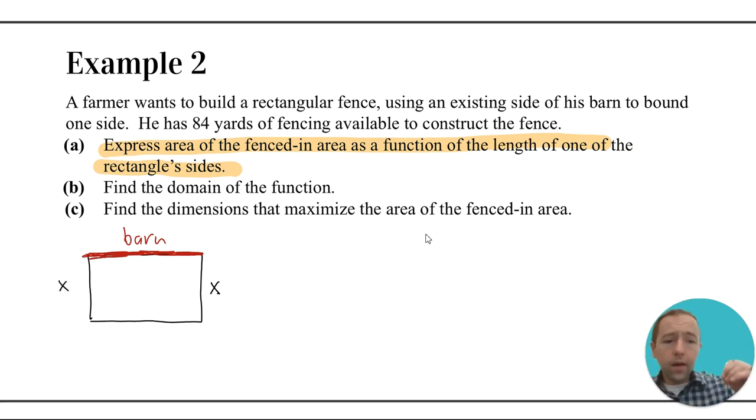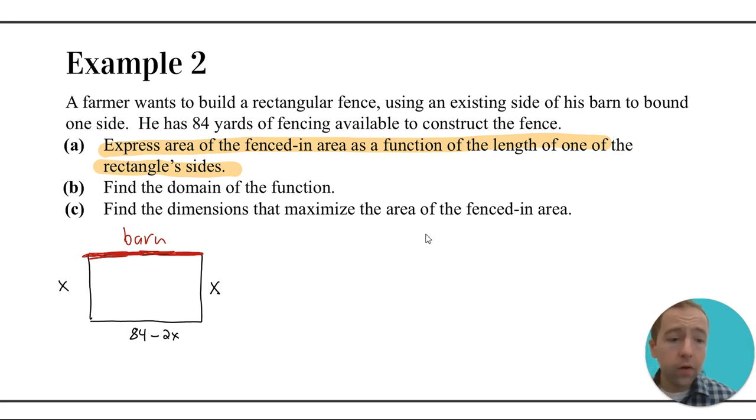And then that third side that we need to put fencing on is not necessarily going to be the same as x, right? So if we know that there's 84 total feet of fencing available, we would just need to take that 84 total feet and subtract 2x, how much fence was put up on those other sides, and that would be how much fencing we're going to put up on that third side, of course, right?